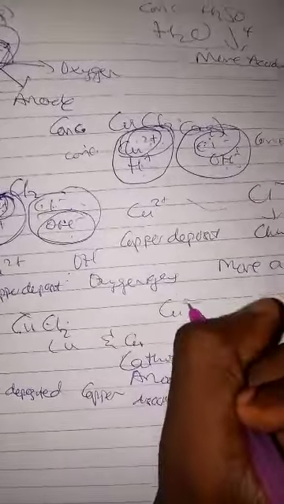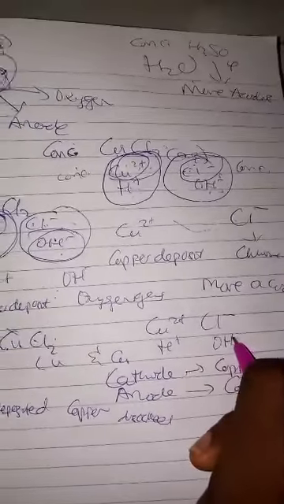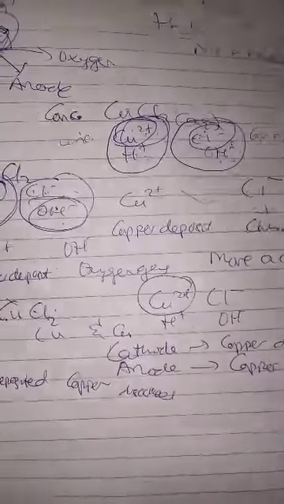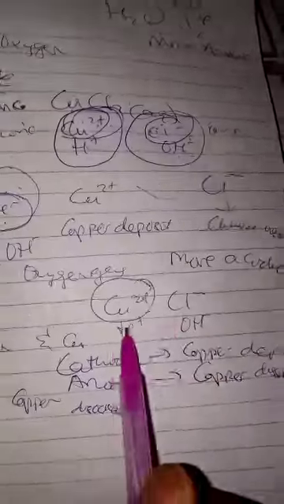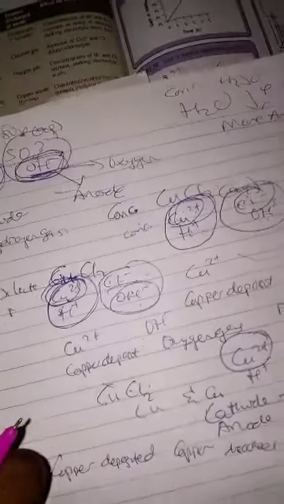Before, you have Cu2+, then Cl-, and you have H+ and OH-. Everything you removed was copper. What will happen? You have HCl and O. So it's no effect actually, because you only remove copper. You don't remove hydroxide.